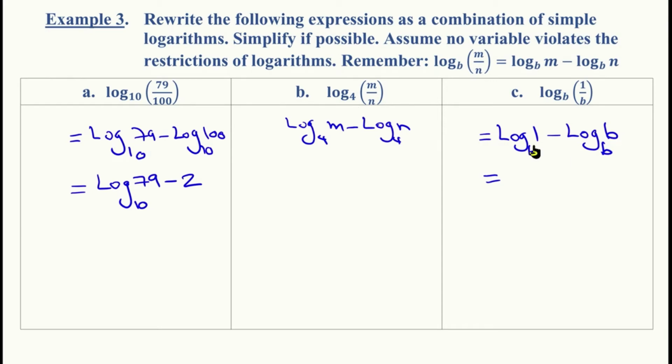What power of any positive number is 1? You guessed it. 0. And log base b of b, what power of a number is itself? You guessed that too. 1. So the final answer will actually be -1, like so. All right. So make sure you're comfortable with these and then we'll proceed.